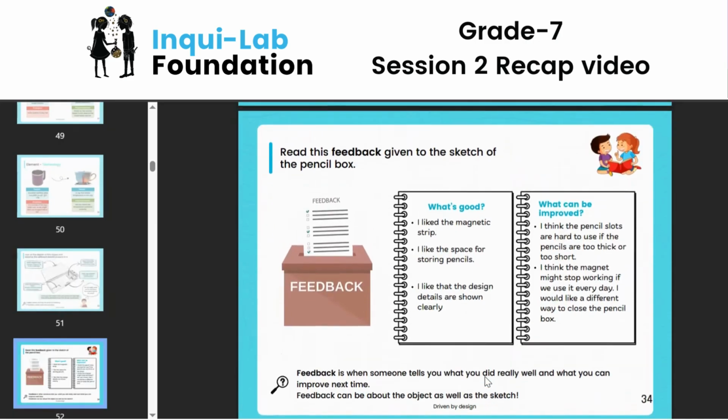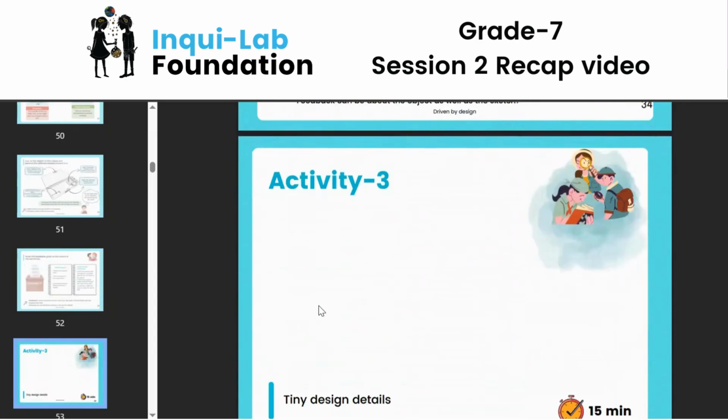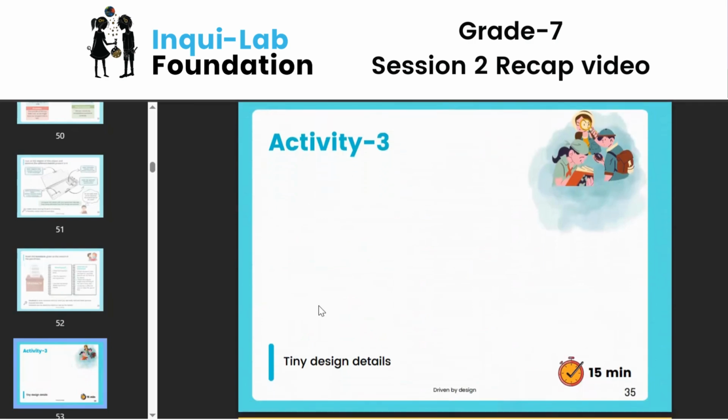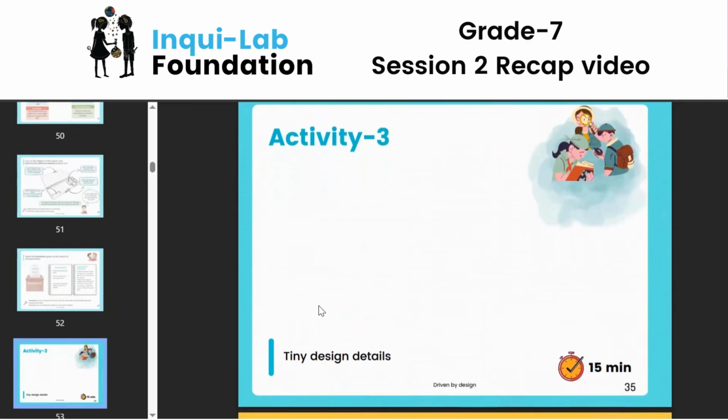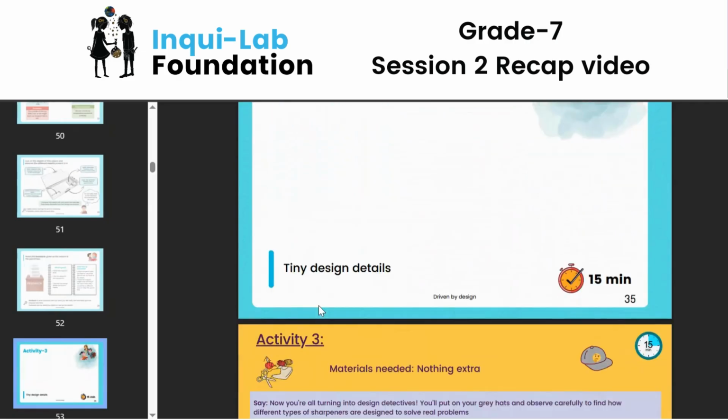After they look at a sketch, tell them that sometimes when we look at a sketch, we'll have some good things to say about it and some bad things, or some things that can be improved. And how do you give feedback? We have to make sure we will be kind and we will comment on the object and the sketch and not at the person who has done that product. That's about activity 2.